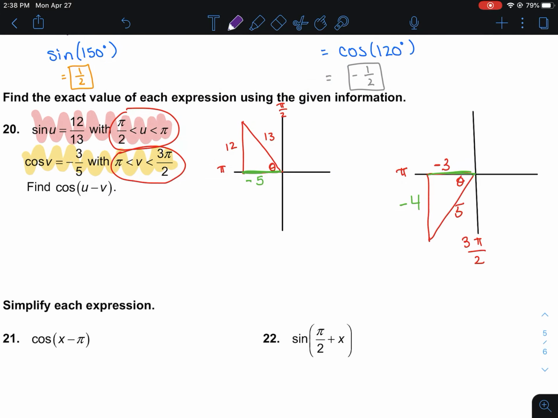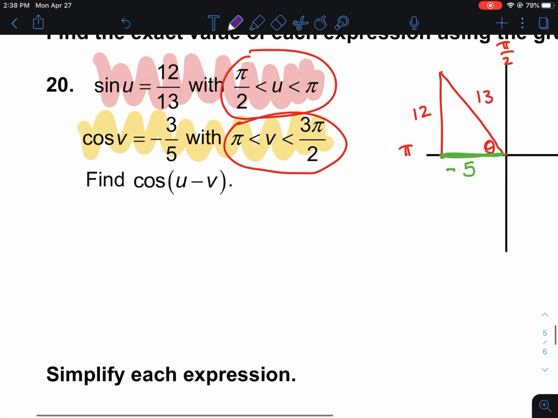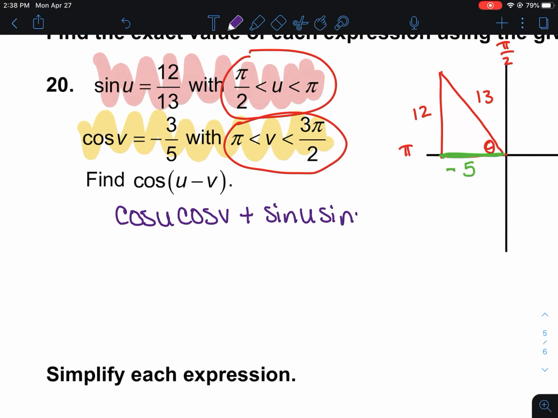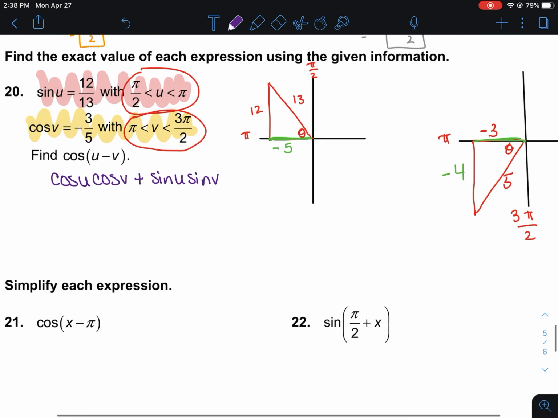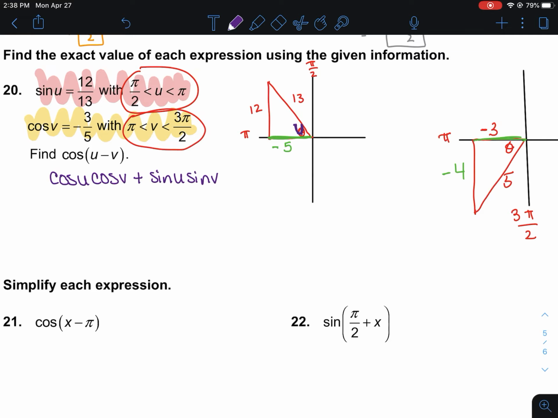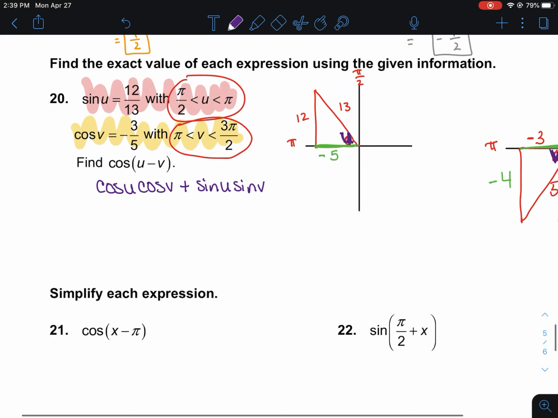Okay, so cosine of u minus v, our formula tells us that is cosine of u, cosine of v, plus sine of u, sine of v. Oops, I wrote thetas here when this should be u, and this should be v. Okay, so for u, I'm looking at this triangle. The cosine there is negative 5 over 13. The sine is 12 over 13.